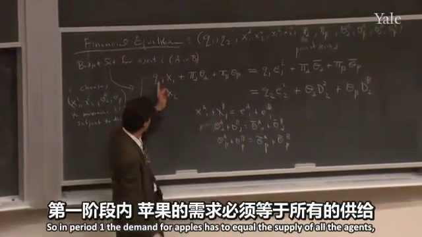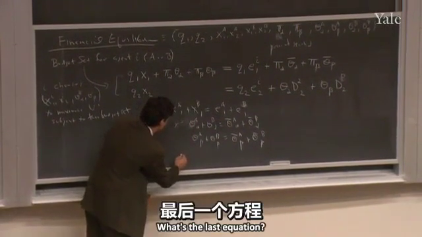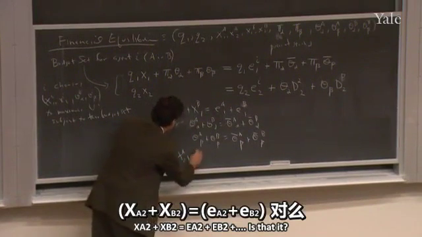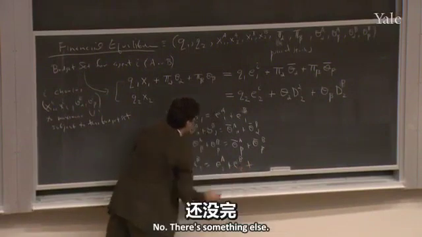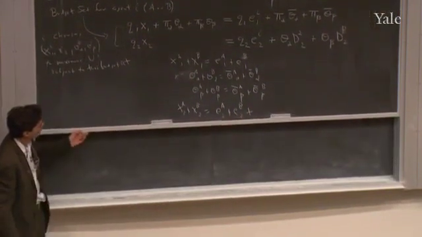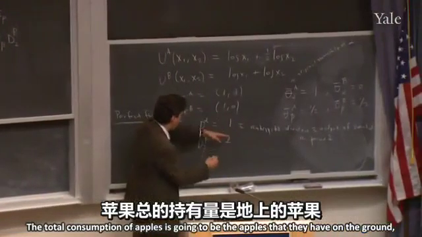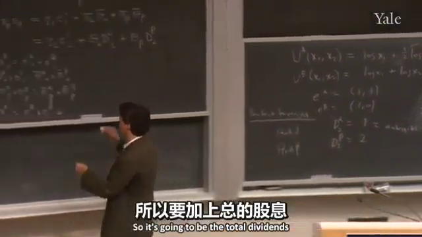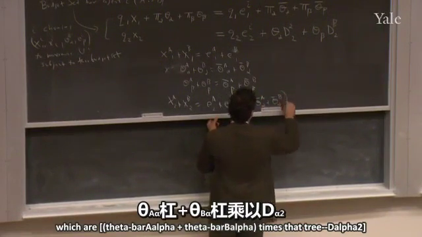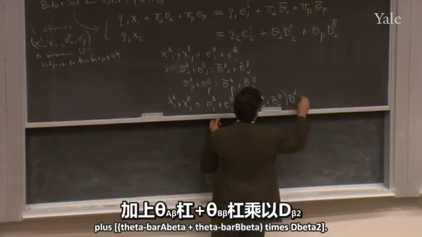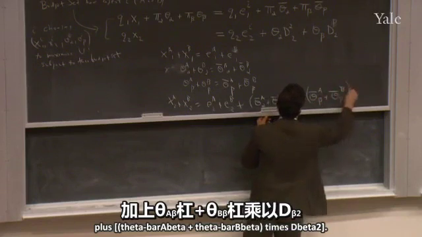Okay, so in period 1, the demand for apples has to equal the supply of all the agents. Okay, but now what's the last equation? This is a little trickier. What's the last equation? x_A2 plus x_B2 equals e_A2 plus e_B2. Is that it? No, there's something else. The total consumption of apples is going to be the apples that they have on the ground, but also the ones that were picked off the trees. So these dividends. So it's going to be the total dividends, which are theta bar A alpha plus theta bar B alpha times that tree, d alpha 2, plus theta bar A beta plus theta bar B beta times d beta 2.